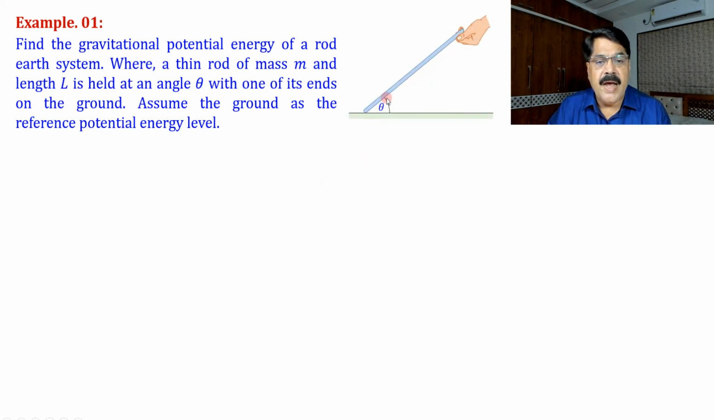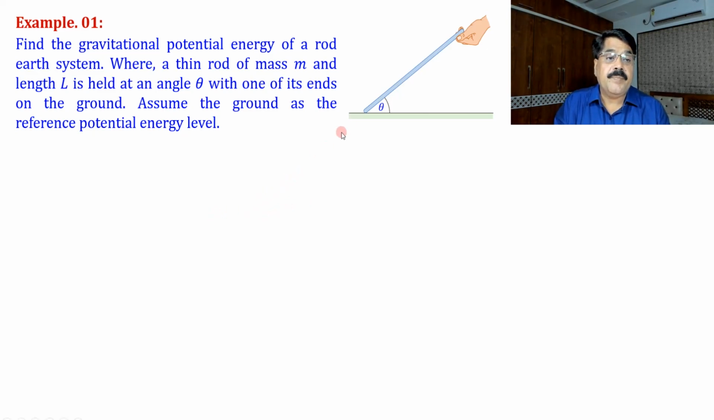This rod is held at angle theta, with one end touching the ground, meaning the lower end is touching the ground. Now we have to find the gravitational potential energy of this rod-earth system. Actually, in very crude language we say gravitational potential of the rod, but in the true sense it is the gravitational potential energy of the rod-earth system.